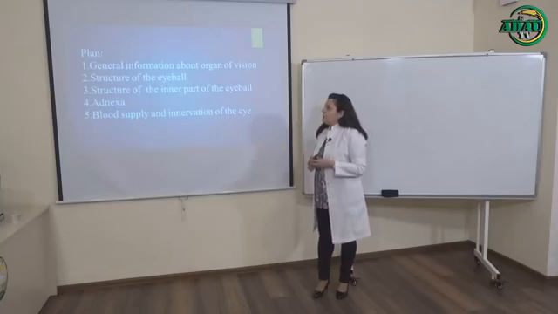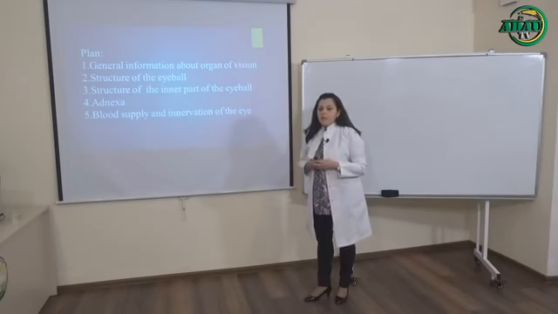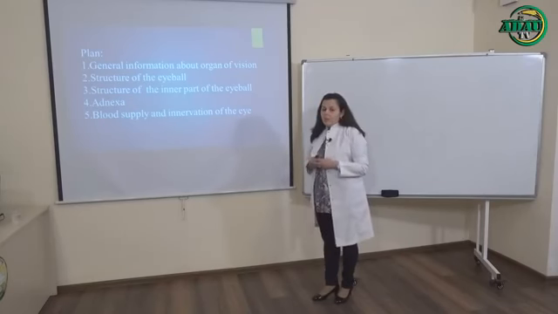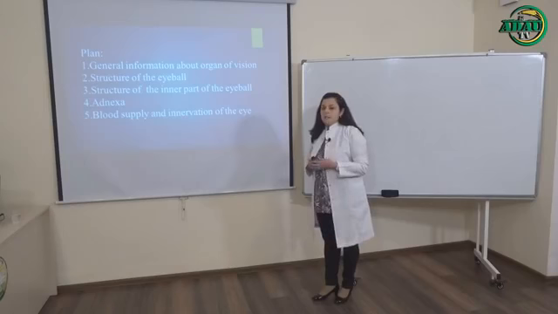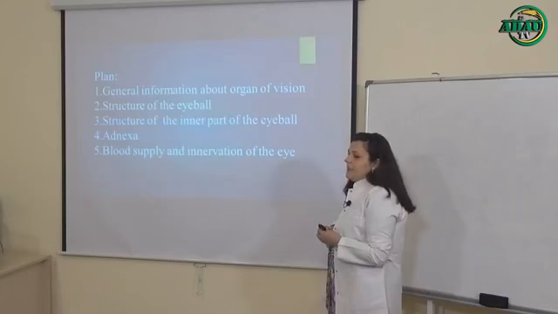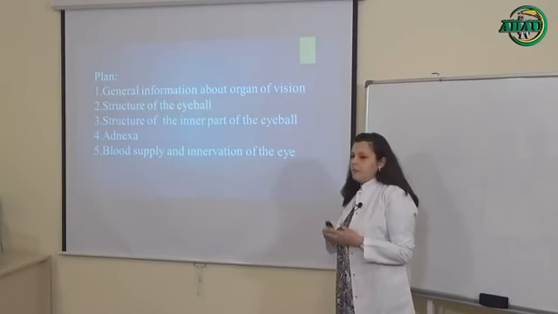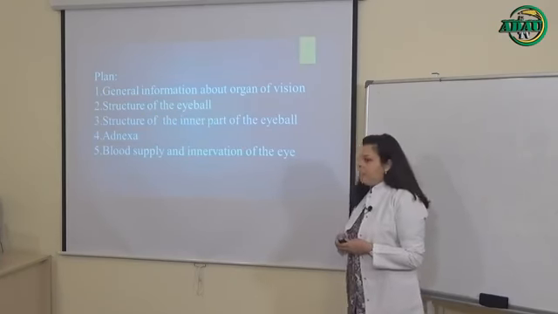I'd like to show here the plan of today's lecture. First of all, I'm going to give you some general information about the sense organs and especially about the eye. Then we are going to talk about the external and the internal structure of the eyeball, the structure of the inner part of the eyeball, the lens, and the vitreous body. The next part is the adnexa. Adnexa means the accessory organs, the organs which help to form the image in the eye. And we are going to talk about the blood supply and innervation of the eye.